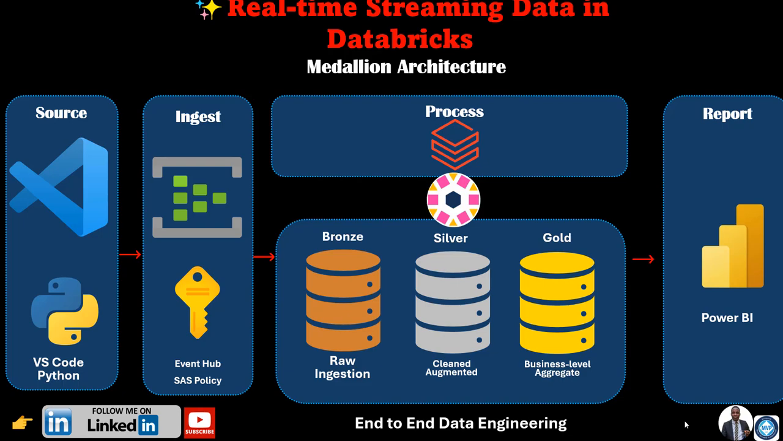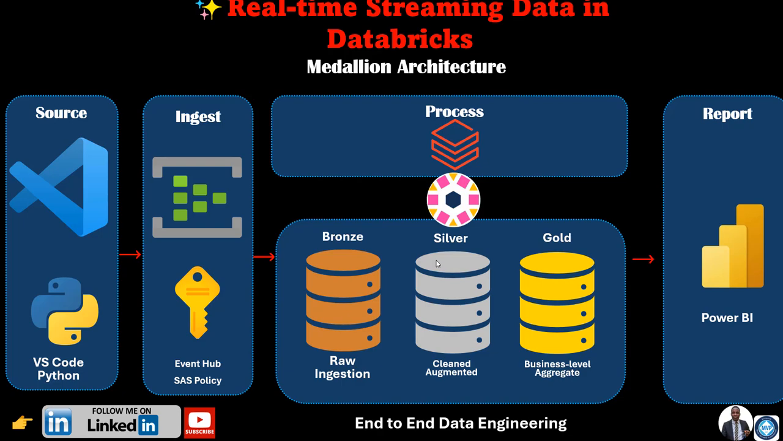In this new end-to-end video, I'm going to walk you through how we can architect a real-time data stream using VS Code Python generated data, Azure Event Hubs, and a Databricks Notebook. We're going to see how we can use the multi-hop architecture, which is popularly known as the Medallion Architecture, combined with Unity Catalog in Databricks for seamless real-time data streaming.